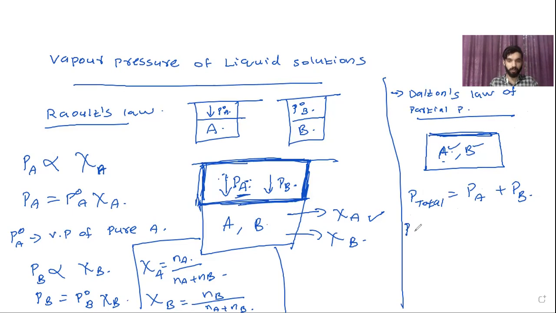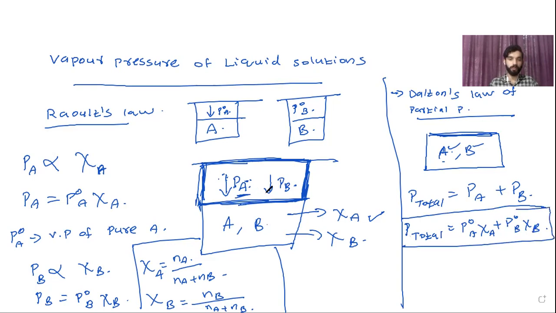Applying that here, the total vapor pressure will be equal to PA plus PB. PA is equal to P naught A chi A. We saw that according to Raoult's law. Similarly, PB equal to P naught B chi B. So we can find the total vapor pressure for a solution of A and B.